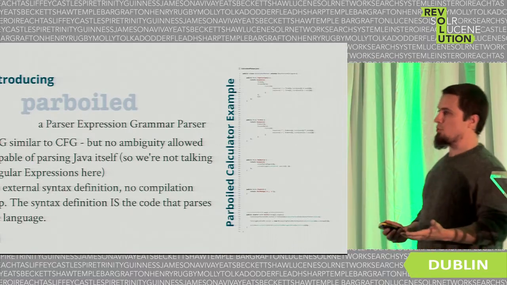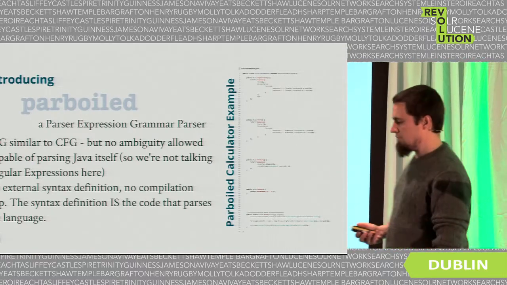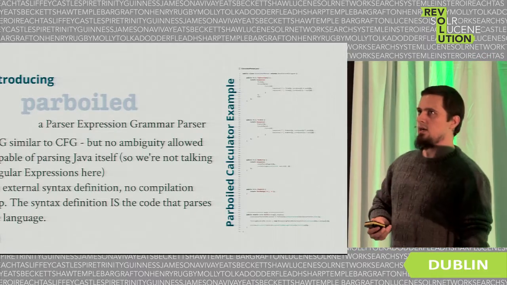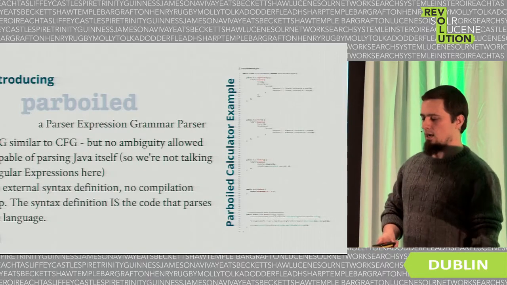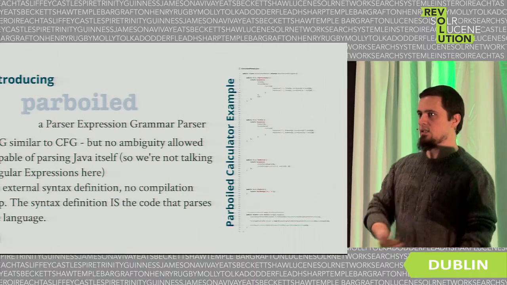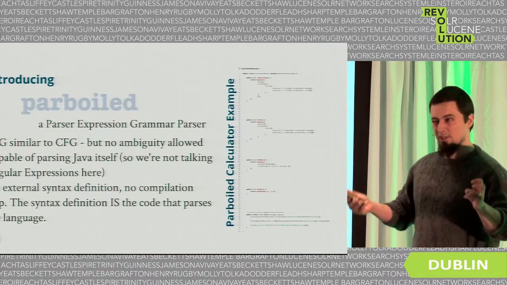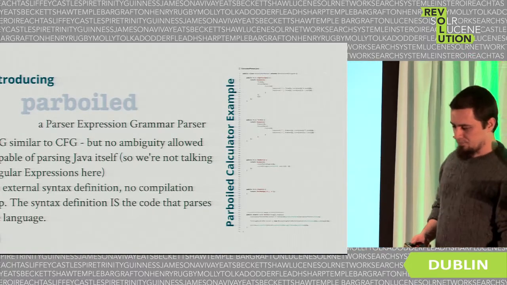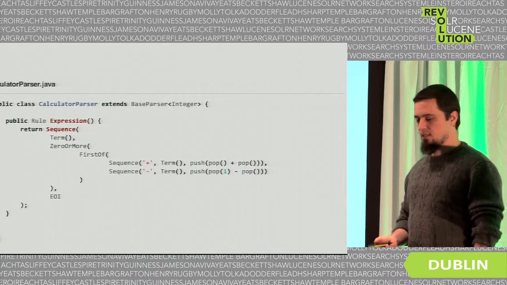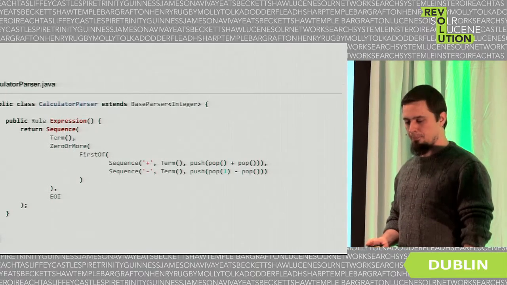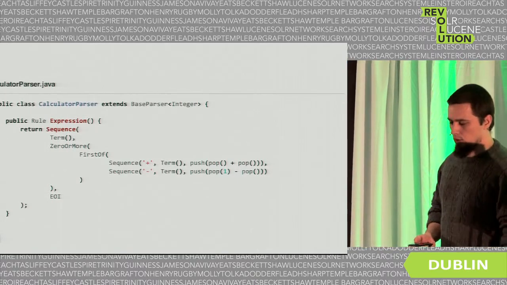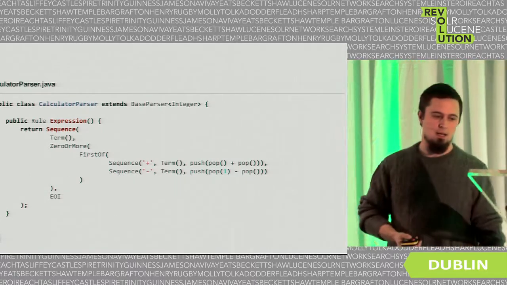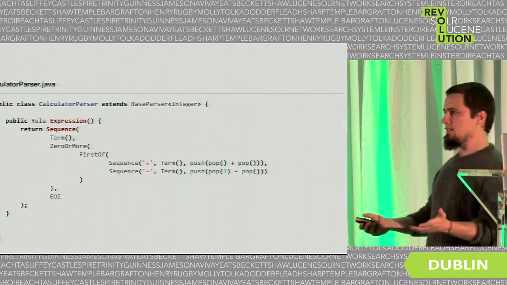Parboiled at this point is also pretty fast. I think it started as kind of an experiment to see what could be done. And at this point, a little bit after I finished playing around with it, it's apparently gotten quite a bit faster. I don't really know how to quantify that, but supposedly it's fast. It was definitely fast enough for our work. So let's take a look at how easy it is to put together a simple syntax.